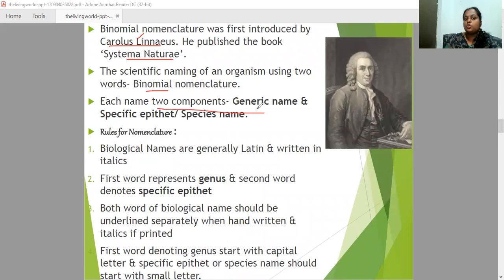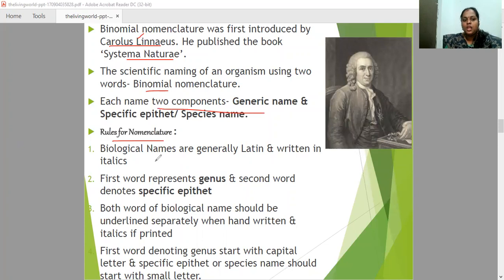Each name has two components. As in binomial, bi represents two, so it is a two-component name. One is the generic name and the other is the species name, or specific epithet. When we are naming an organism, certain rules are there that we need to follow.